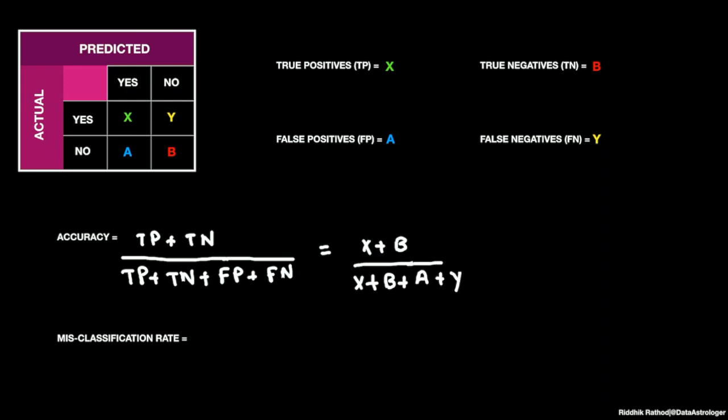Similarly, misclassification rate is the percentage of incorrect values predicted by the model, or values which are misclassified. These values are the false positives and the false negatives, and we divide the sum of these values over the total of everything. Thus, the formula for misclassification rate is false positives plus false negatives upon the true positives, the true negatives, the false positives, and the false negatives.